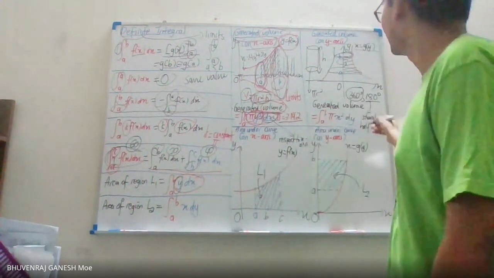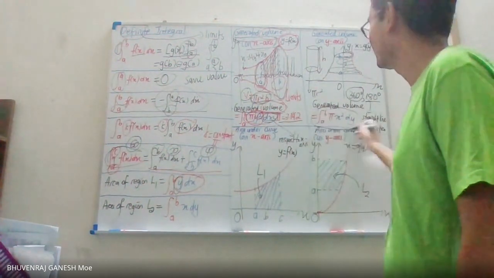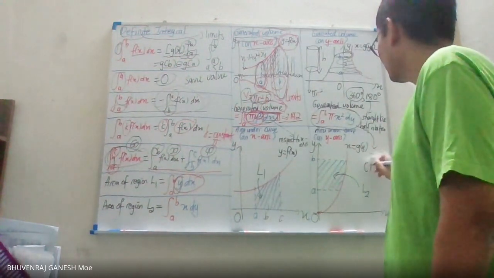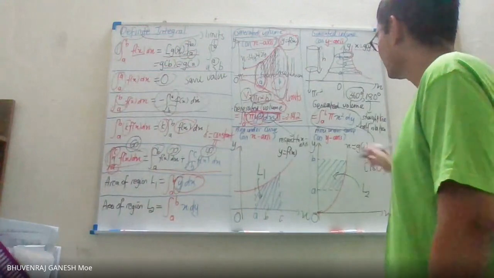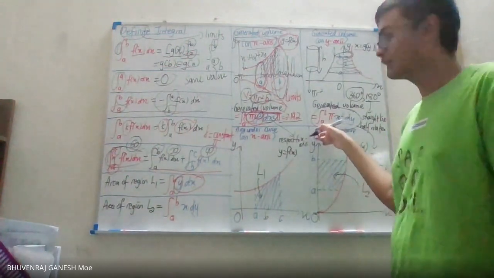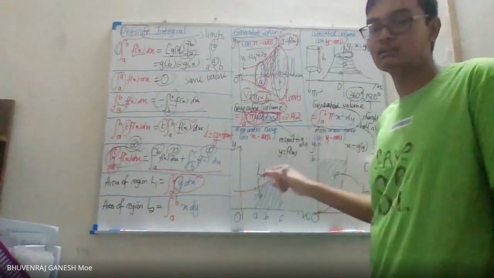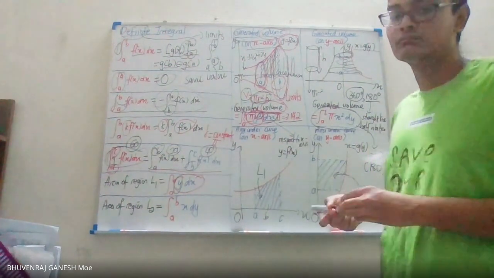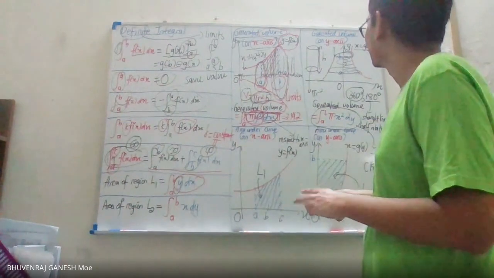So when you get a volume after you use this formula, make sure you divide by 2 if it's 180. If it's 360, you just leave the answer you get from here. But if they say 180, make sure you divide by 2. Any case, okay? So that's your thing.